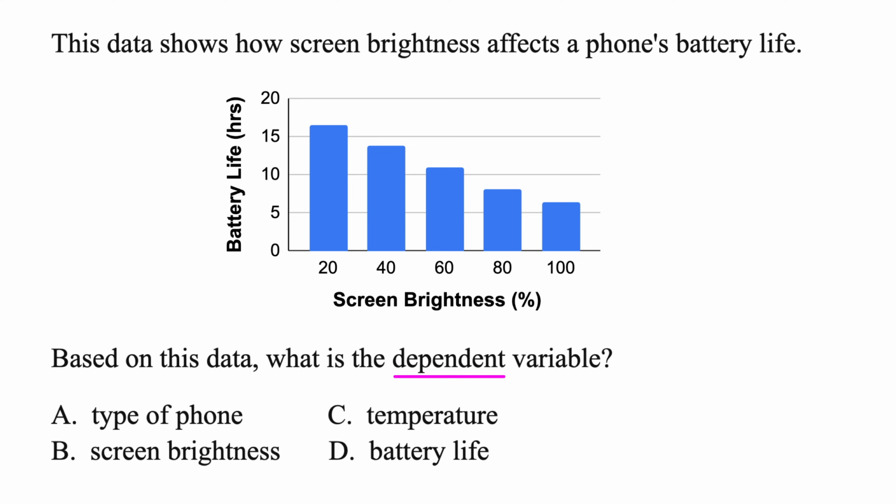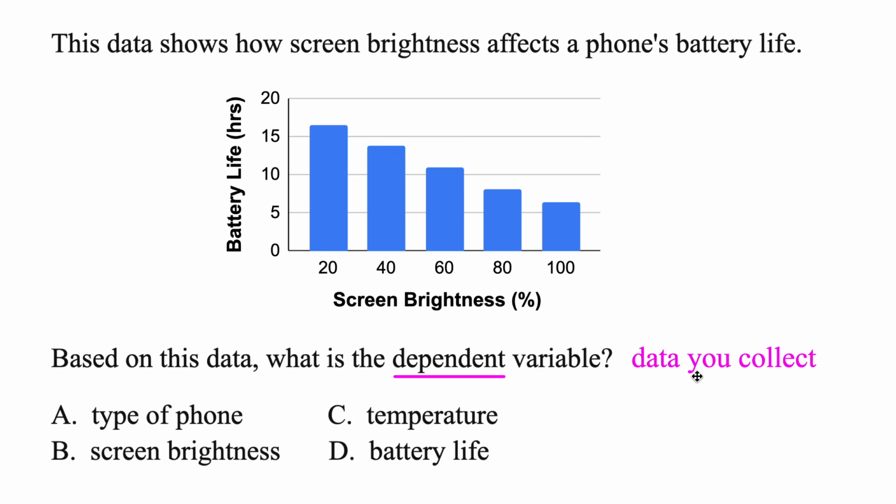To find the dependent variable in an experiment, that's always the data that you collect. And you can remember that because D for data. So what is the data being collected here? This data shows how screen brightness affects a phone's battery life. You can set your brightness to different amounts, from 20 to 100%. Find out how many hours the battery lasts, or the battery life.